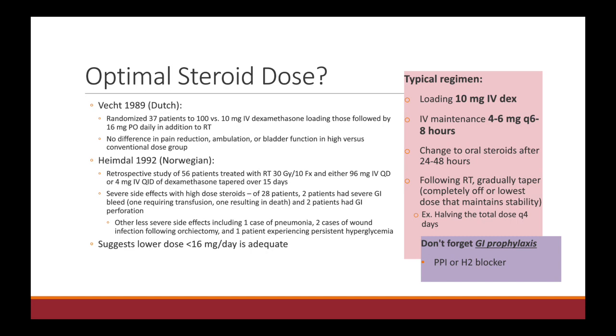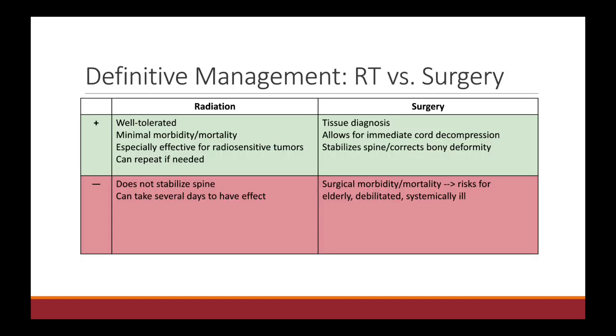The other thing never to forget with steroids is GI prophylaxis. You always want to start a PPI or an H2 blocker because we know that steroids can have severe side effects in the GI tract, even causing perforation. So when you get consulted on cord compression, one of your first thoughts should be start steroids and PPI.